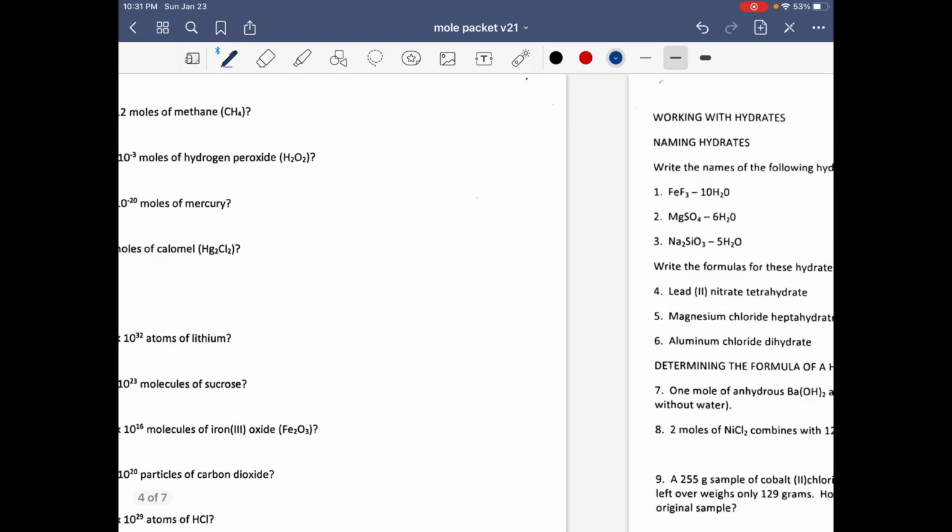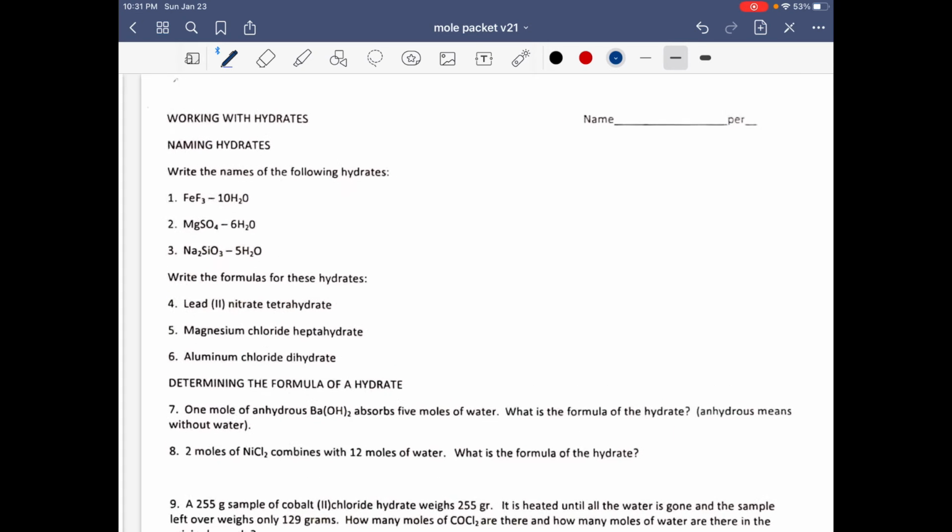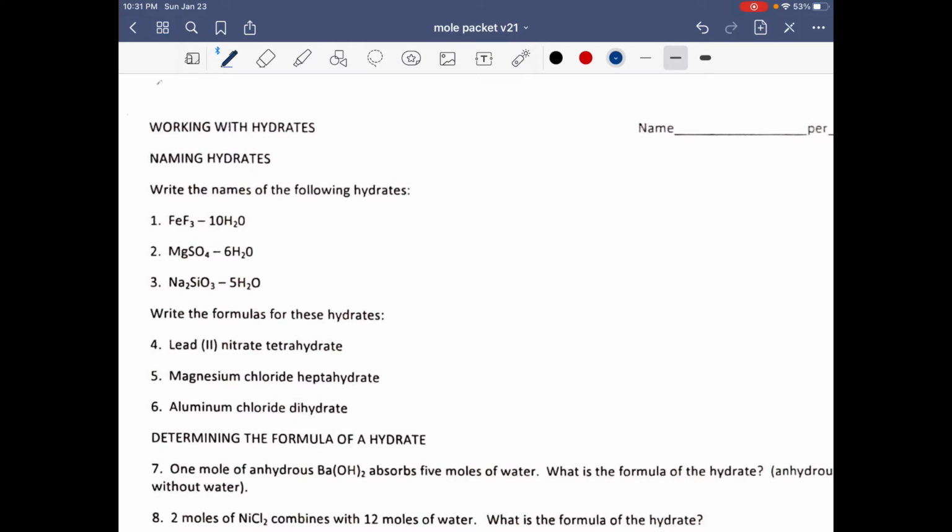Okay, now let's go to some hydrate problems. Here, working with hydrates, write the names of the following hydrates. Fe is iron, and we need to include the Roman numerals because iron can have multiple charges. So we know it's III because there's a 3 there, and this is what it has to be to balance out. This is fluoride, and 10 is deca, so you write deca, and then H2O is hydrate. That's how you write that.